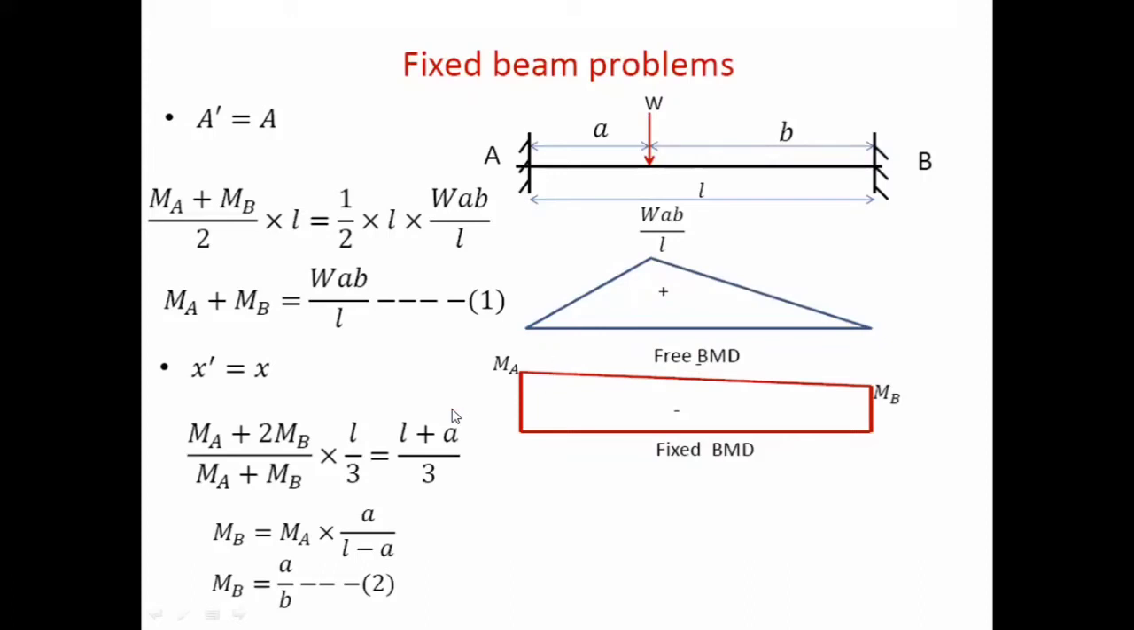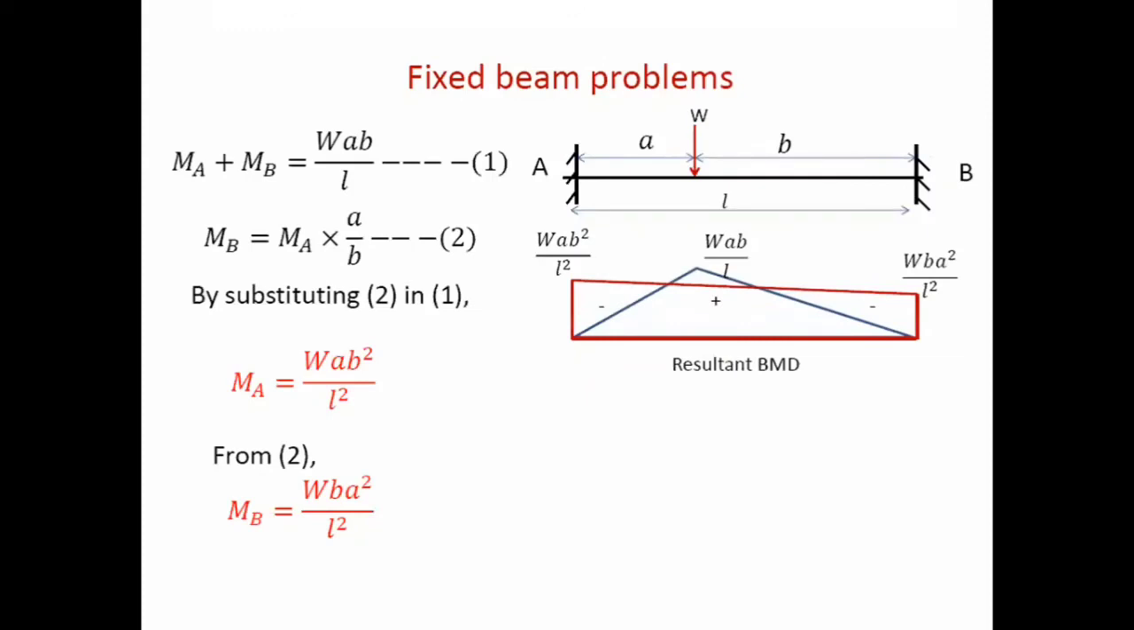Now simplify this equation. We will get here MB is equal to MA into A upon L minus A, and again L minus A, we know how much is that, it is B. Here is L. From this total L, if you subtract A, you will get small b. Okay, so MB is equal to MA into A by B.